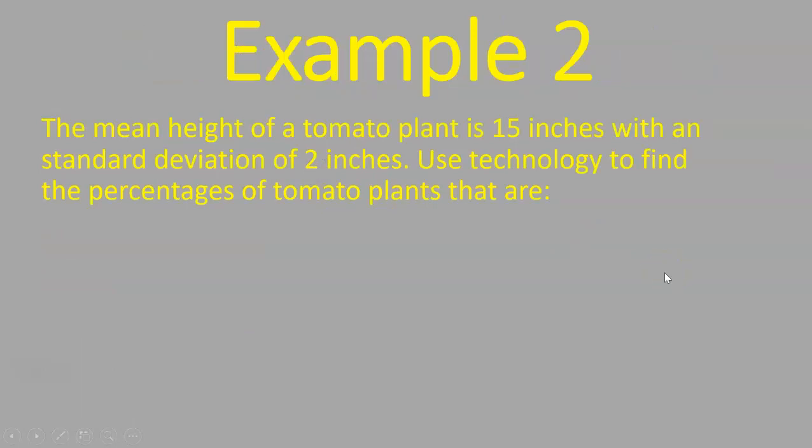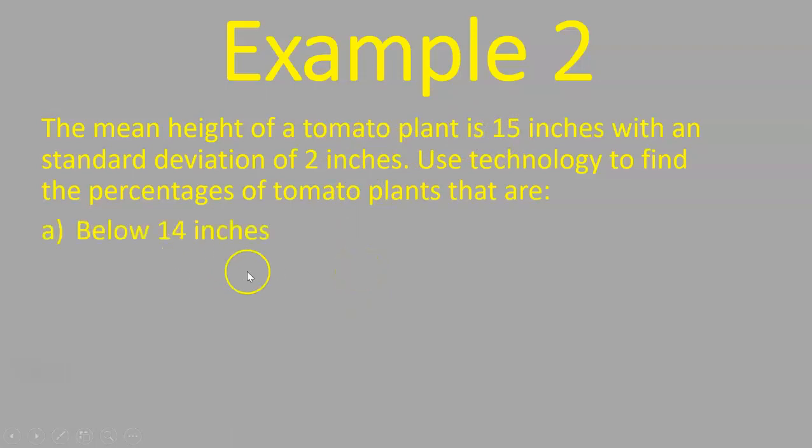The mean height of a tomato plant is 15 inches with a standard deviation of 2 inches. Use technology to find the percentage of tomato plants that are... I'm going to have to go away from this slide and go to Desmos here. Now, there's Desmos, there's also Texas Instruments calculators and other ways of finding this. I'm going to focus on Desmos here. So 15 inches is your mean and 2 inches is your standard deviation.